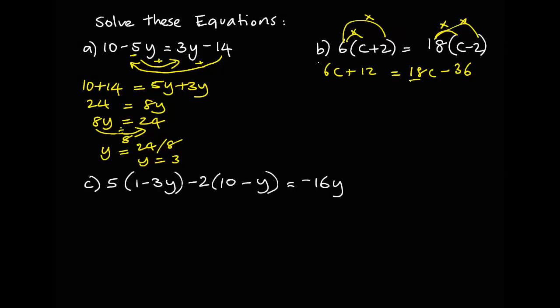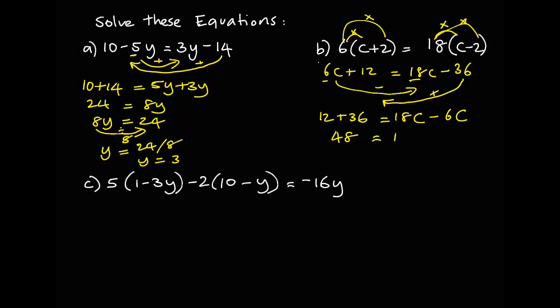Now this value is larger than this value, so we're going to bring the 6 across as a minus 6C, and we'll bring this negative 36 across as a positive. So we're left with 12 plus 36 is equal to 18C minus 6C. So that leaves us with 48 on this side and 12C on that side. It's the same as saying 12C equals 48. Now bringing the 12 over to divide, we're left with C equals 4.